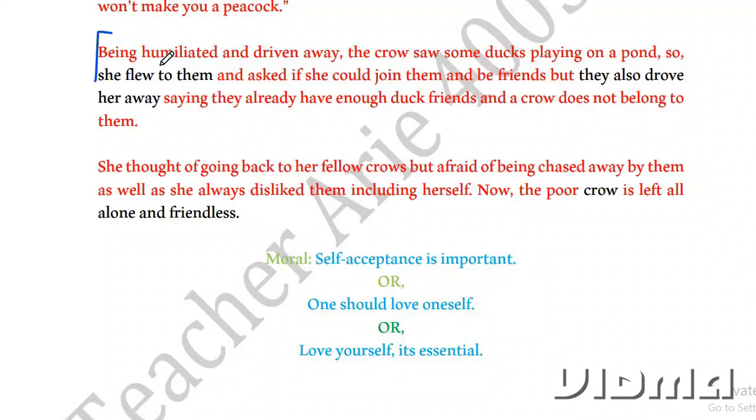Being humiliated and driven away, the crow saw some ducks playing on a pond. So she flew to them and asked if she could join them and be friends, but they also drove her away, saying they already have enough duck friends, and a crow does not belong to them. She thought of going back to her fellow crows, but was afraid of being chased away by them as well, because she always disliked them, including herself. Now, the poor crow is left all alone and friendless.